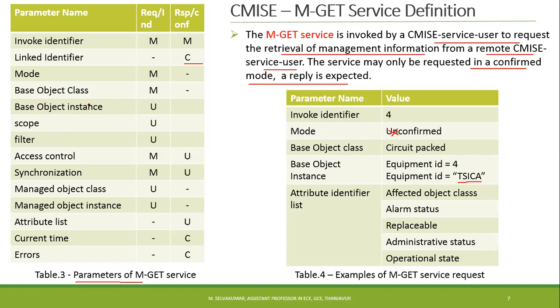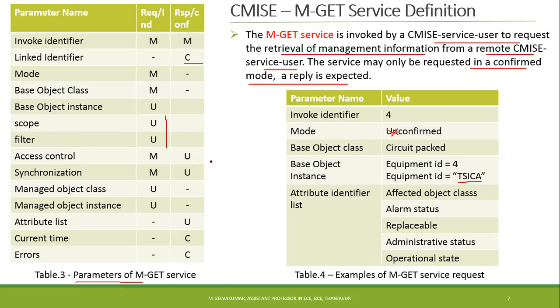The new things to discuss here are scope and filter. Scope and filter are user options. They are used to manage multiple objects retrieved by the service by the manager. The scope and filter parameters allow the manager to specifically select multiple objects.